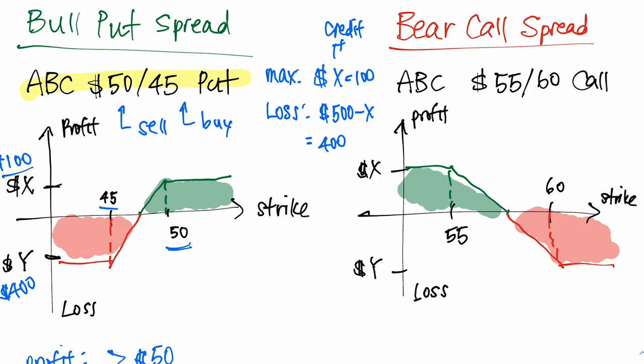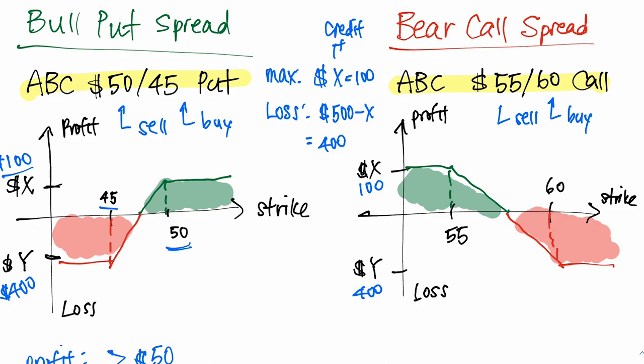Now on the flip side, you'll be looking at a bear call spread. The bear call spread means that you think the market is either going to go sideways or go down. Opposite of a bull put spread, where you're thinking the market will go up. So in this case, ABC 55-60 call, what you would do is sell the 55 and buy the 60. Let's assume that you have the same max loss and max profit, because you're collecting the same amount of credit by selling this credit spread, which would be 100 and 400.